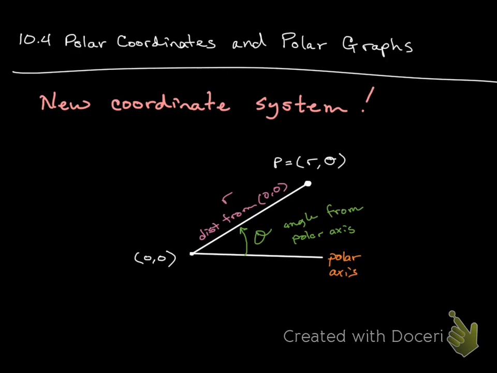I misspoke. So think about this as, theta goes counterclockwise away from the polar axis, just as it would in the angles that we know on our unit circle, right? And r is the distance from (0, 0), from the origin, okay?